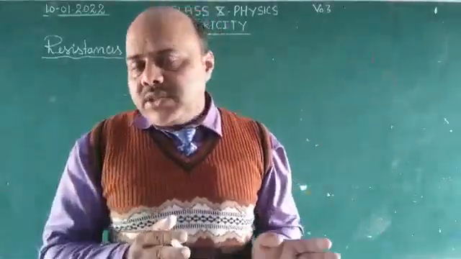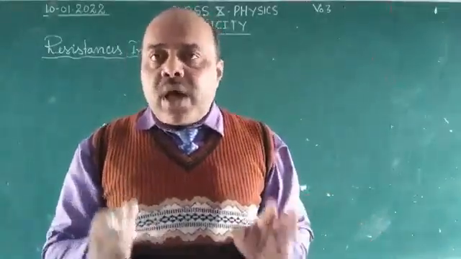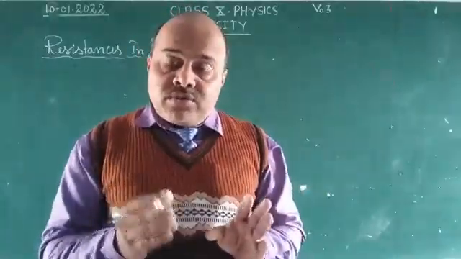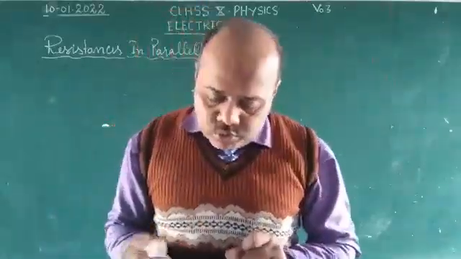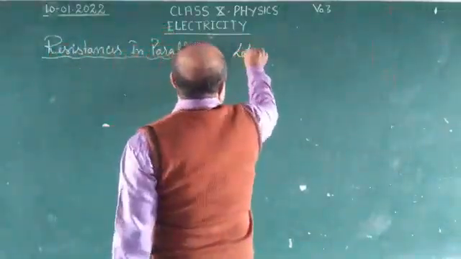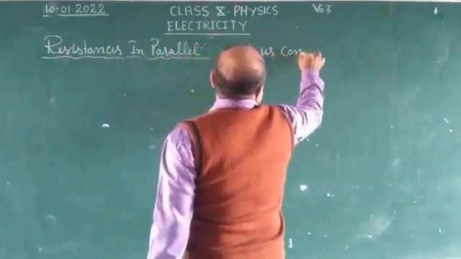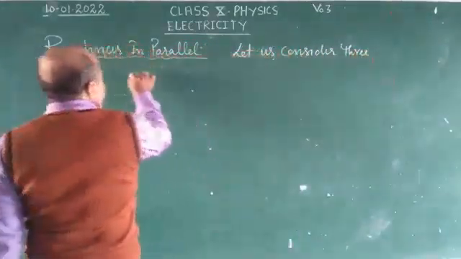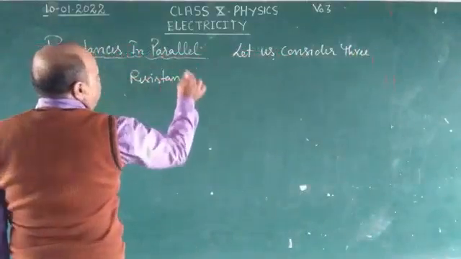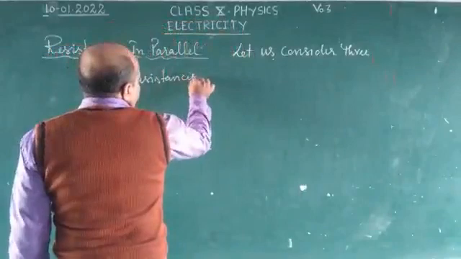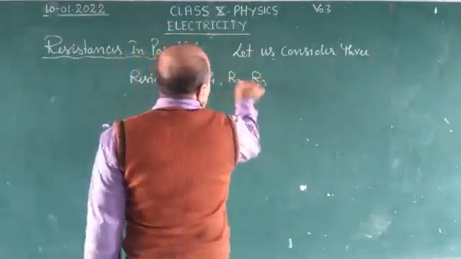Here the equivalent resistance, or combined resistance or net resistance across the ends of the conductors, is equal to the reciprocal sum of all the individual resistances. We will find it here. When two or more resistances are connected in parallel, let us consider R1, R2, R3 as three resistances. You can also say three resistances are three resistors. Three resistances R1, R2 and R3 are connected in parallel.